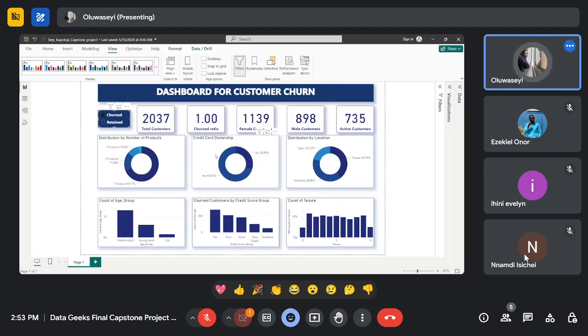So I'm going to move next to distribution by location. Before I move, you can also see that those that don't have a credit card, 29.4%, versus those that don't have one but have churned is 30. Not much difference. Now let's talk about distribution by location.